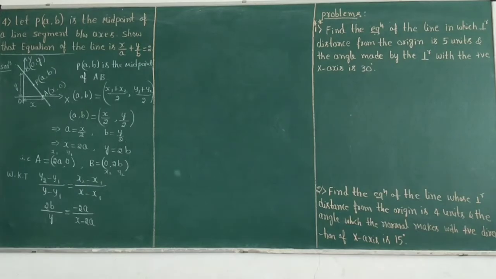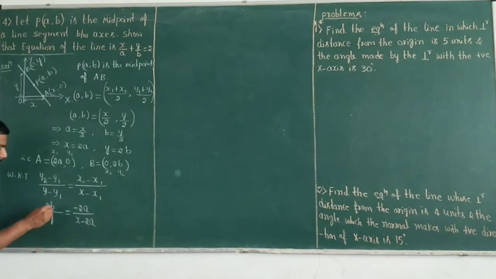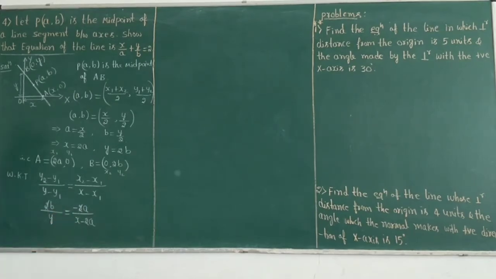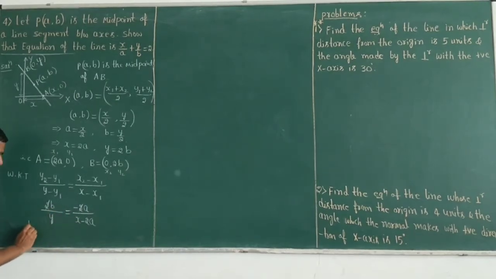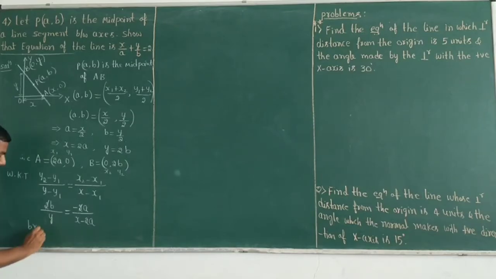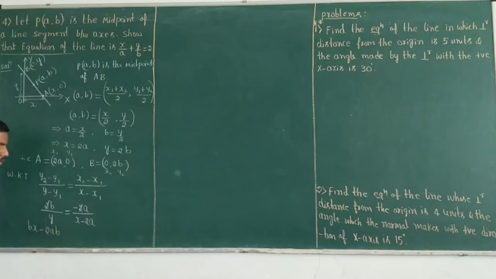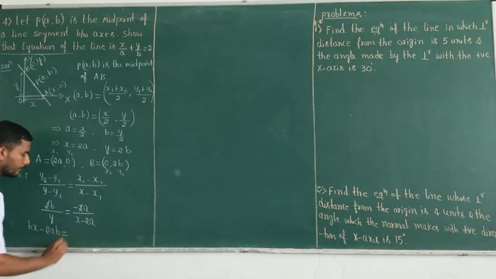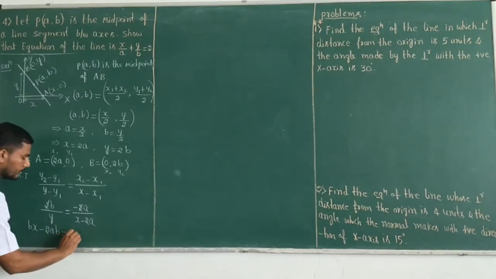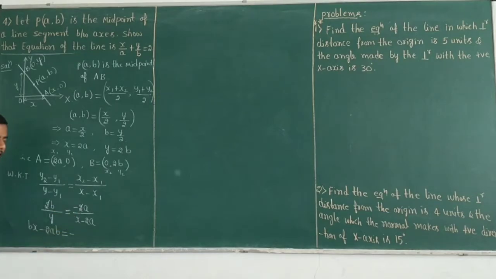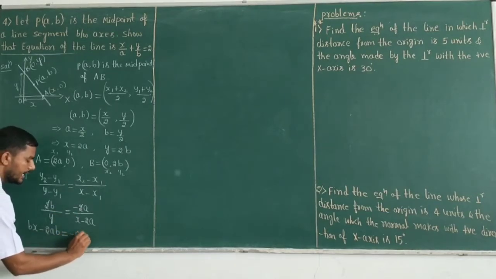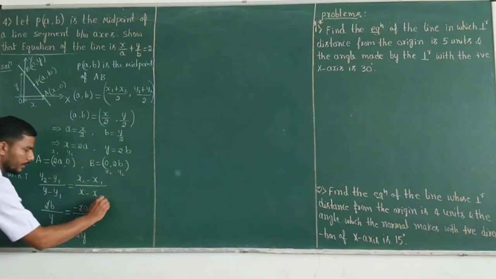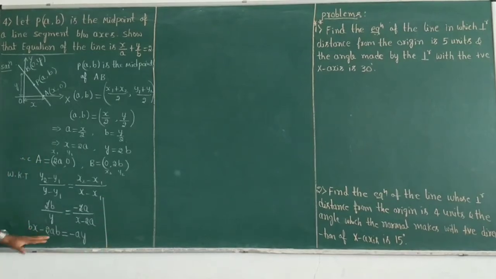So cross multiply these two values. In the cross multiplication, the minus 2 gets cancelled. So multiply these two values: bx, so minus 2ab is equal to, the minus 2 getting cancelled, a into y. So write the values in some order.